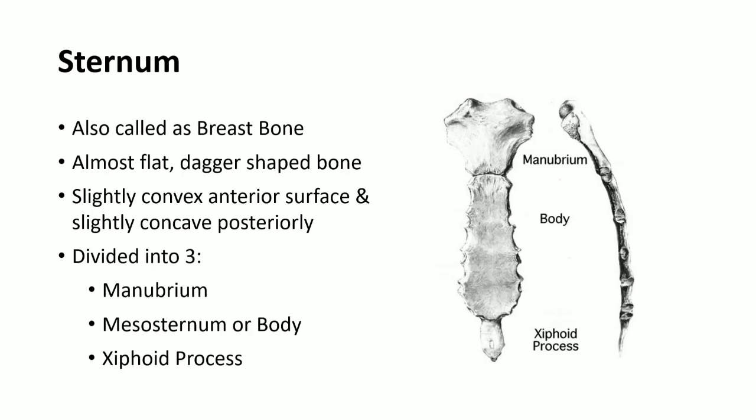The sternum is also called the breastbone. It is a flat and dagger-shaped bone. It has a convex surface at the anterior region, whereas a concave surface at the posterior surface. It is divided into 3 parts from the upper side: the manubrium, the middle body region, which is also called the mesosternum, and at the end, the xiphoid process.